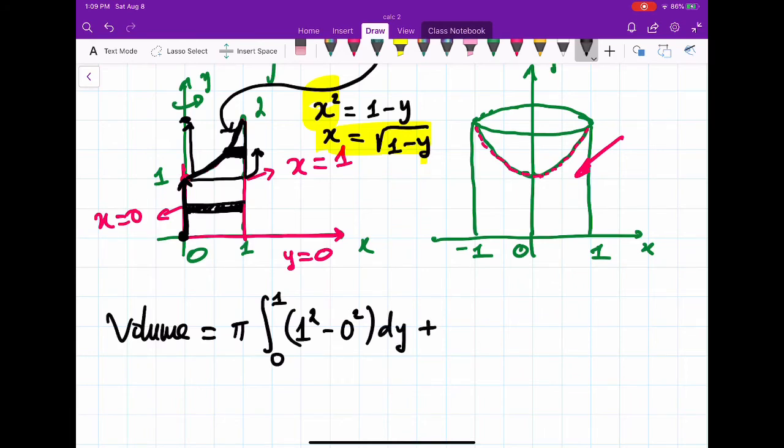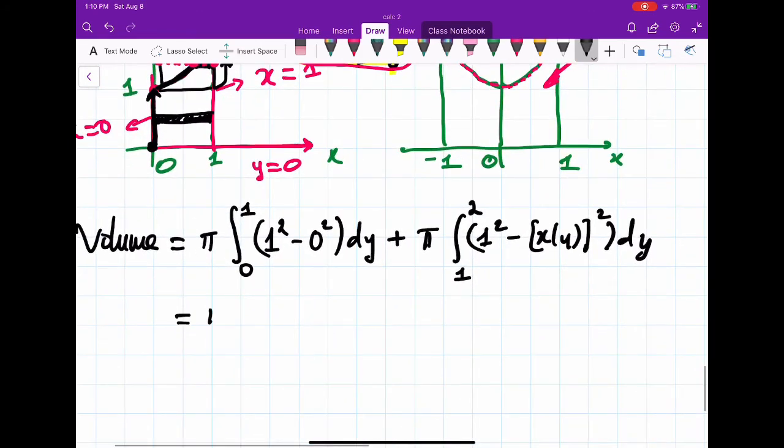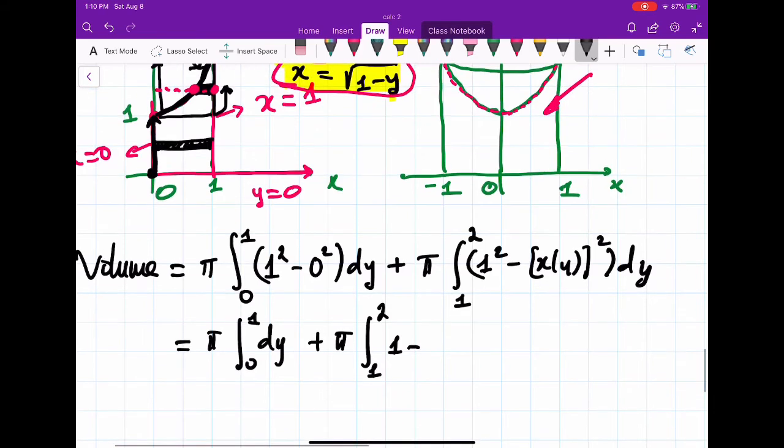And when y runs from 1 to 2, I have the integral from 1 to 2. The bigger radius, what is the bigger radius? That is right here. It's also 1, right? But the smaller radius is this. So the bigger radius is 1 squared minus x(y) squared, I write like this, okay? And then dy. So I have pi integral from 0 to 1 dy plus pi integral from 1 to 2, 1 minus, we have x over there, that is square root of 1 minus y, squared, and then dy.